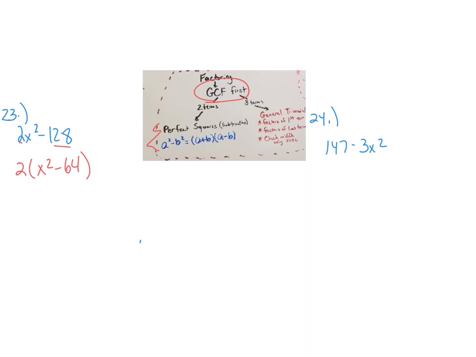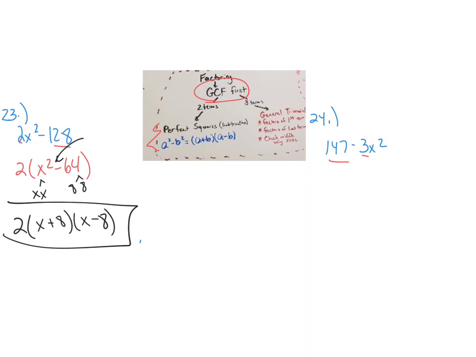That is 2 terms, and they're both perfect. X squared is x and x. 64 is 8 and 8. There is a minus sign in the middle, so that means my best answer is going to be 2, x plus 8, x minus 8. Make sure you have your steps here.